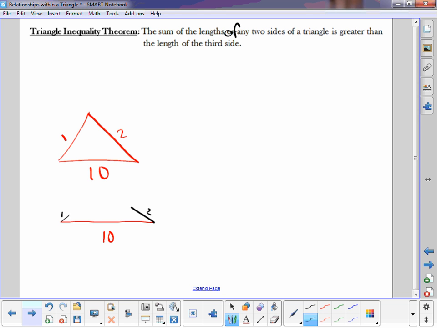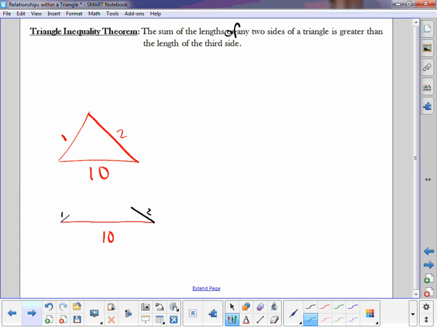Alright, who can explain to me why it cannot be a triangle? Because any two sides need to be greater than the third side when added, and 1 and 2 is smaller than 10 because it equals 3, so you can't have a triangle. Good. So I try to draw, it's not to scale, but kind of an example of what's happening here.